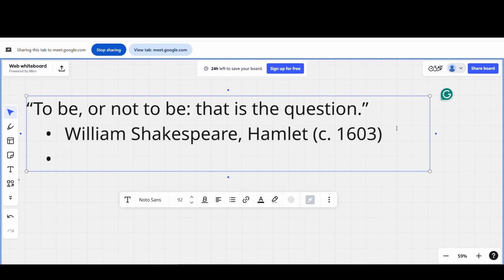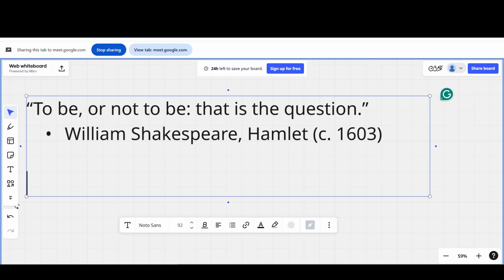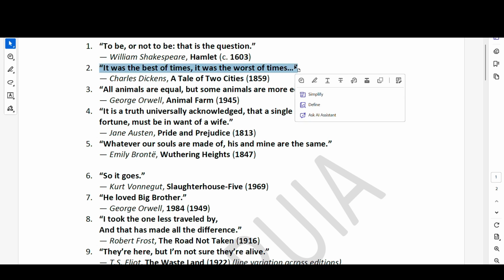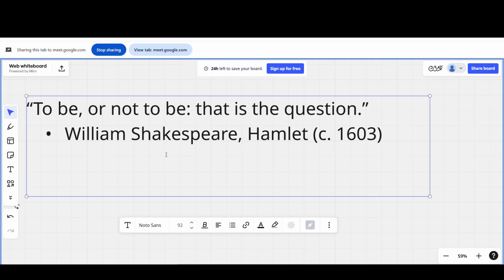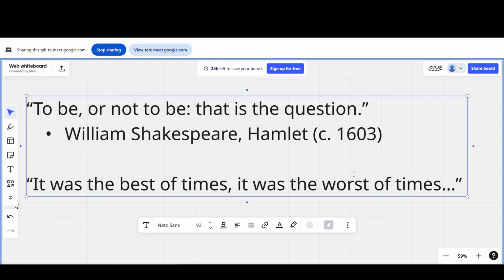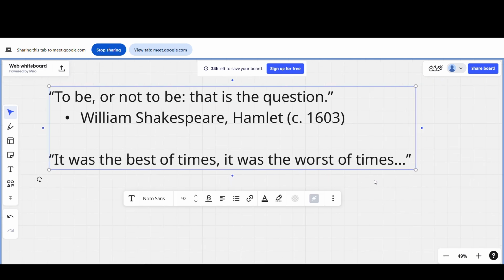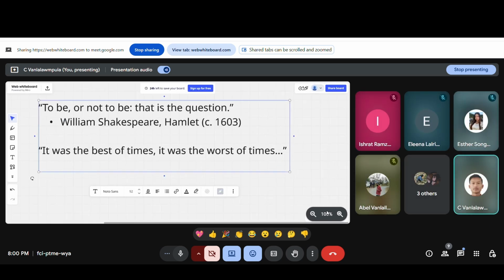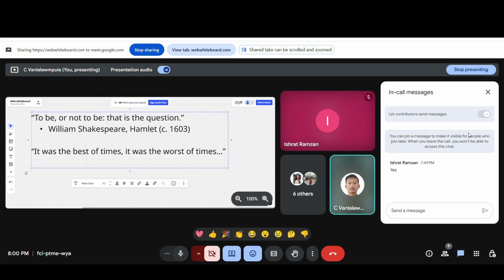So we'll move quick because, like I said, I'll ask all these questions again. So you rather keep it in mind. If you want, you can jot it down. And this is a popular one; I think everyone will know this. Who wrote this, and from which novel? It was the best of times, it was the worst of times. Anyone knows? You can write in the messages.